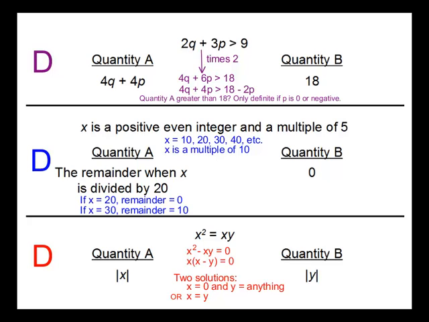And so there are cases where, if y is anything, y could be 100, and quantity B would be bigger than x equals 0. Or the two quantities could both be equal to 0, and they would be equal. And so it's not always the case that one quantity is bigger than the other. The answer is D.